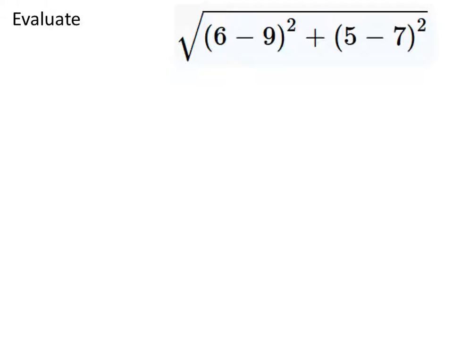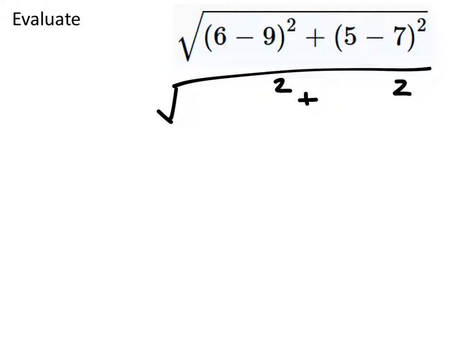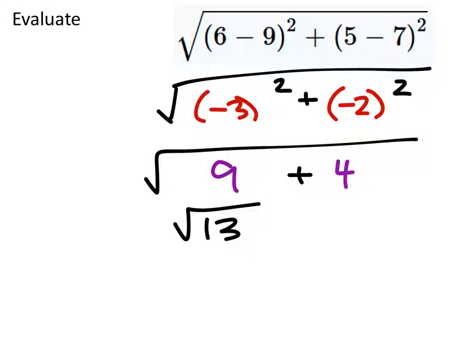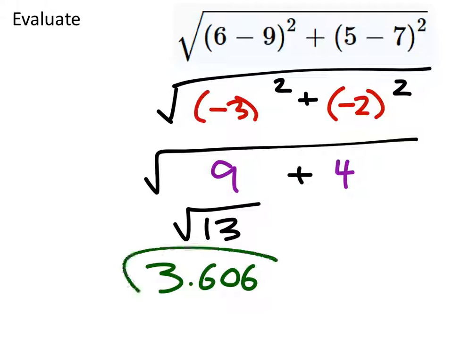And so, just evaluating this, some of you guys would just plug this directly into your calculator and be done. So we're going to have some squared values. 6 minus 9 is negative 3, and 5 minus 7 is negative 2. Again, the negative goes away with the squaring of these values anyways. So I got 9 plus 4, which is the square root of 13, which is 3.606. So the distance between those 2 points, rounded to 3 decimal places, is 3.606.